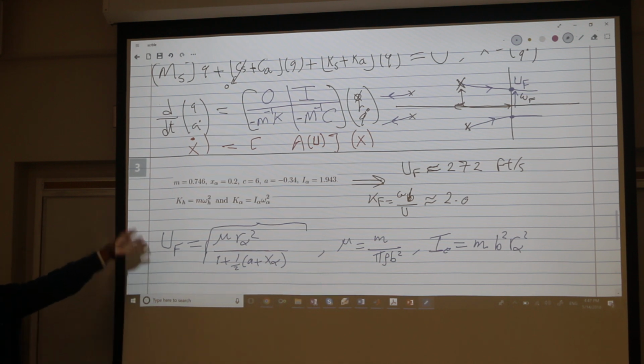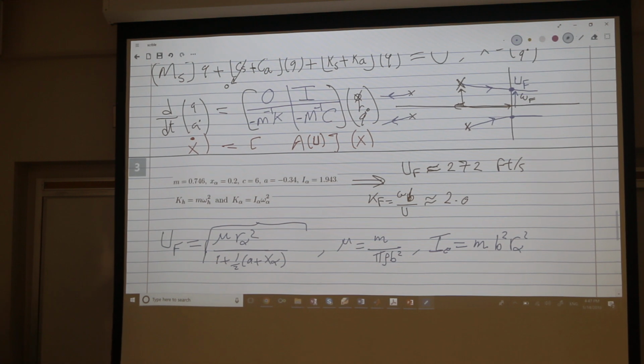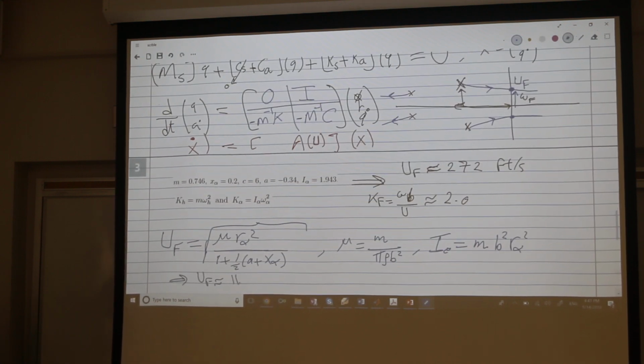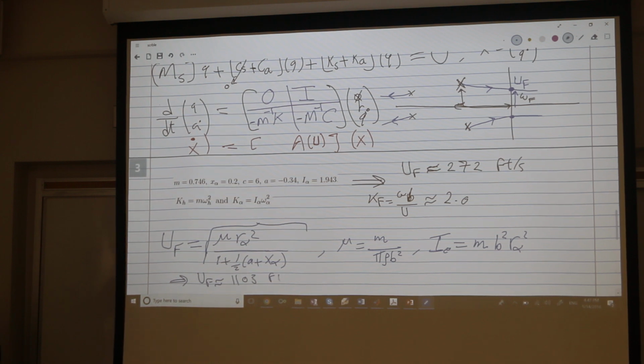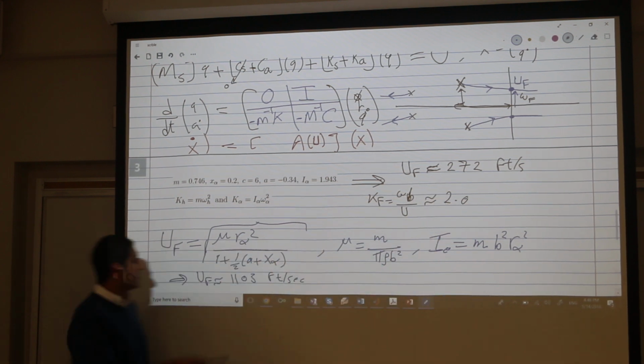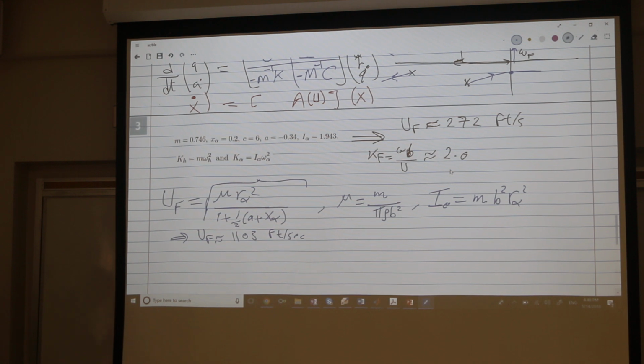If you just plug these given values into this formula, we get U flutter around 1,003 feet per second. Look at the quasi-steady analysis: 270. This is 1,000. It's just very wrong.